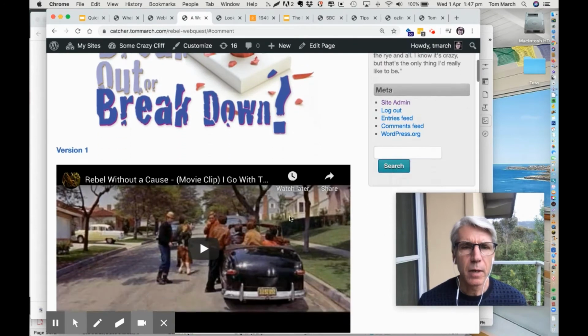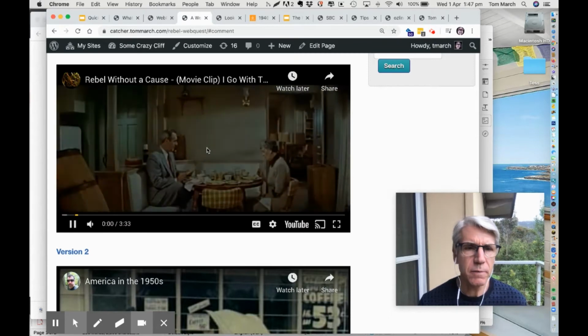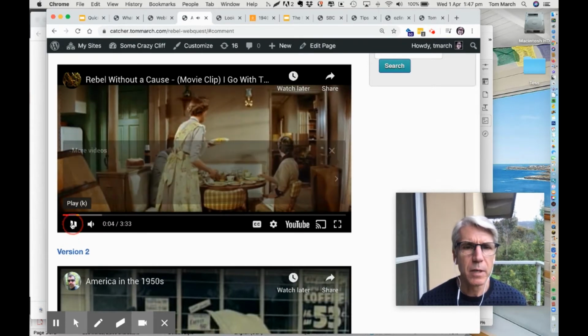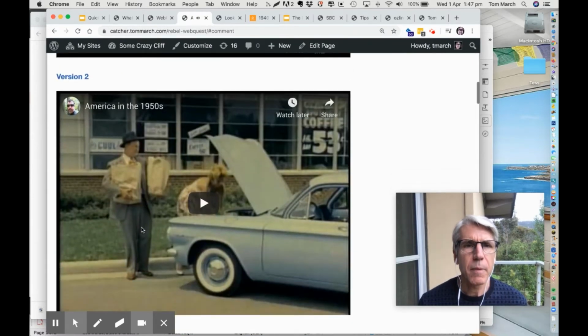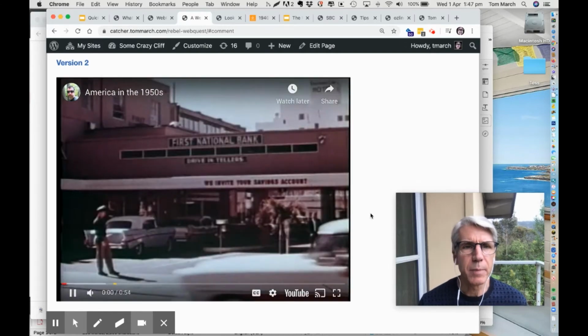Now, in the introduction, we're always trying to create a bit of dissonance to have people understand what the elements are under investigation. And it's really easy to do by using video. So I have a little clip from Rebel Without a Cause, and then this little trippy thing I found looking at America in the 1950s.